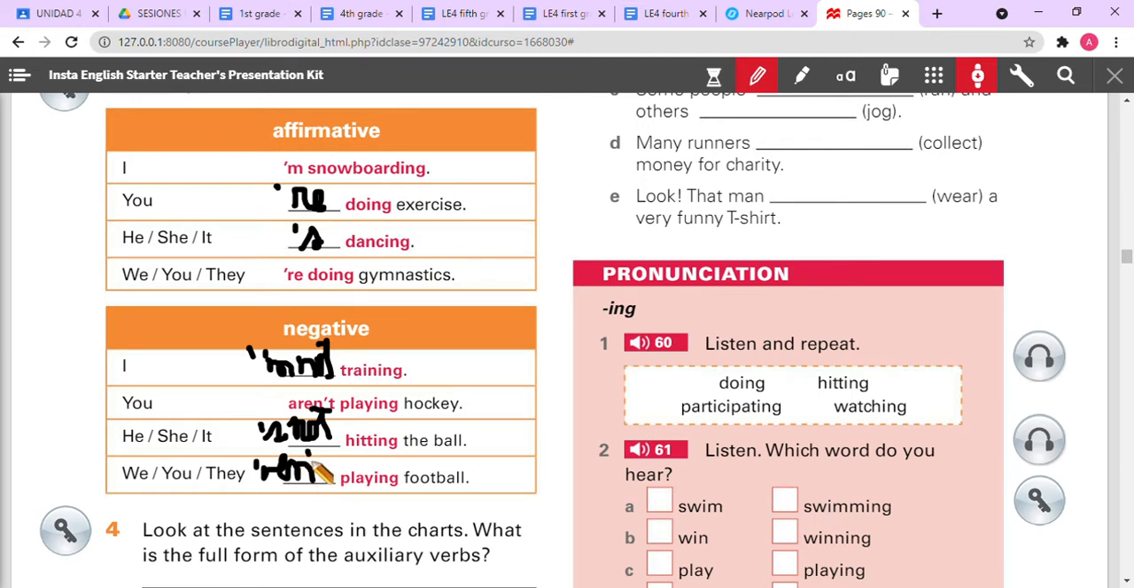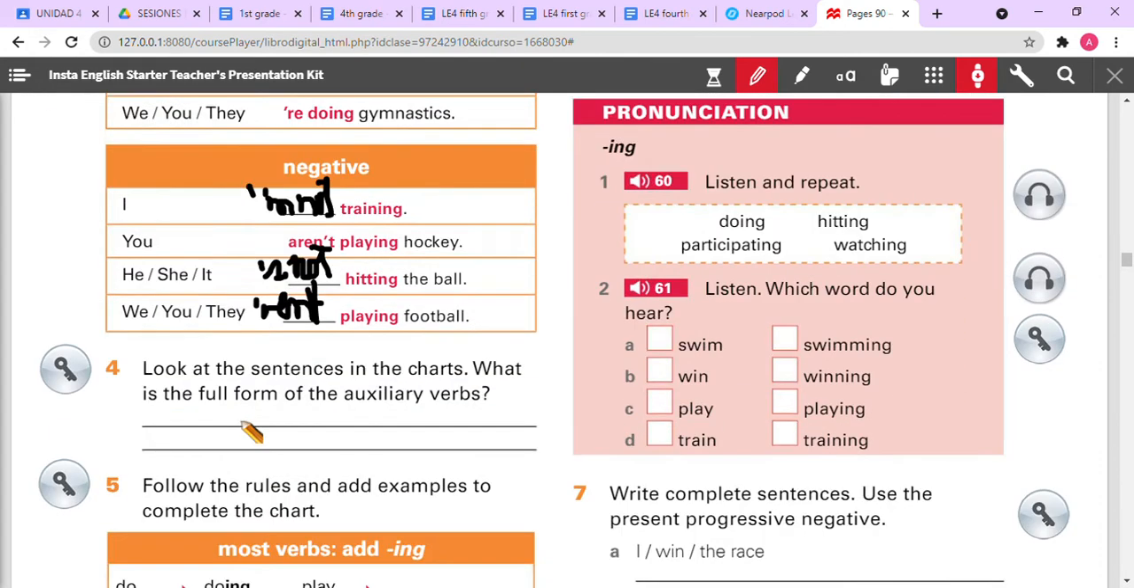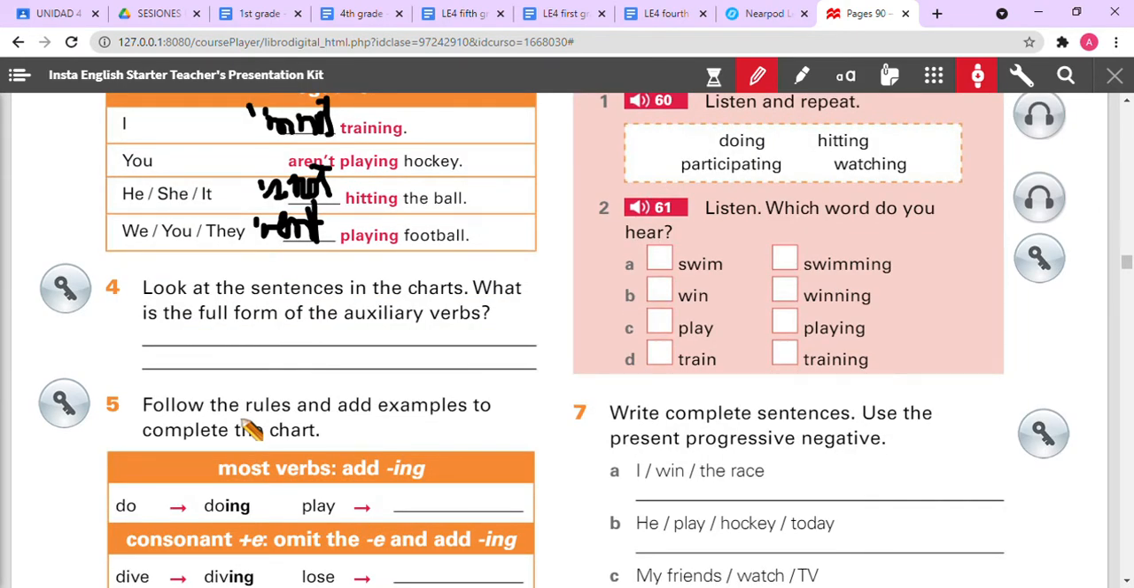Aren't. There are two forms to use this. Now you can say are not or aren't. Okay, is not or isn't. For example, I'm not training. This is the only form. Be careful. You aren't playing. That is good. We, you, they aren't playing. In this case, he, she, it's, or he's not hitting the ball, or he isn't. We're going to check the other form in class. So this is a little bit of information for you. Well, now let's continue with number 4.